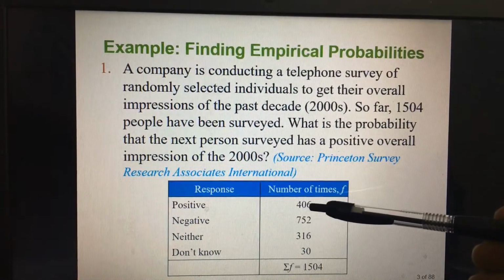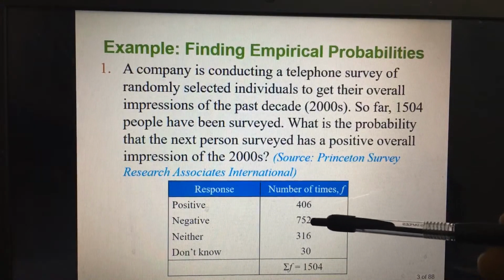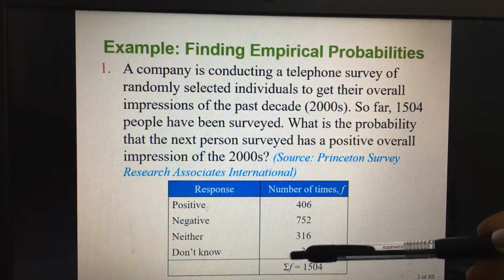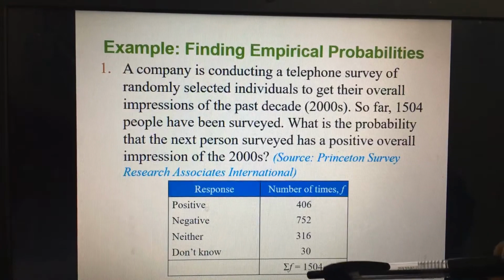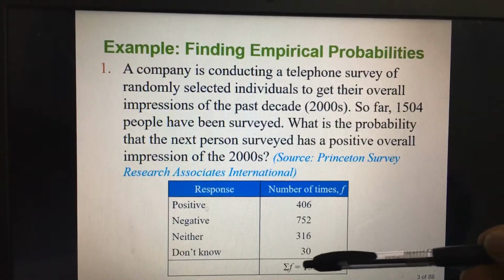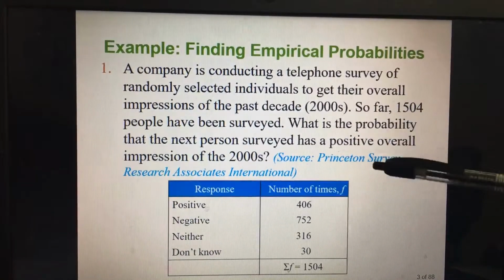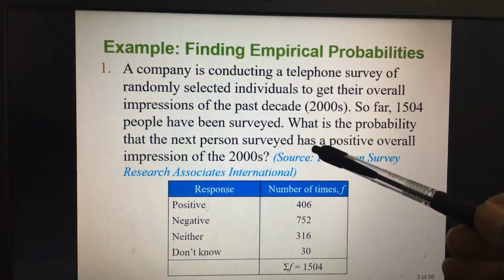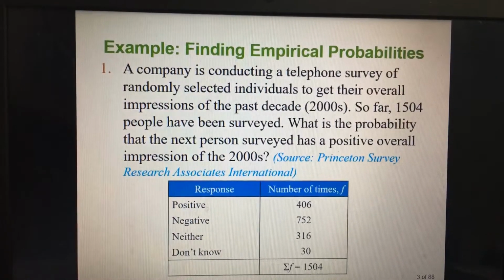Positive responses: 406 people have a positive response. For negative, we have 752 people. For neither, 318. For don't know, 30. Now, because we don't know the sample space, we have to estimate it by ourselves by adding all this. That will give us our sample space right here. See? With this, we are ready to answer the question, which is to find the probability that the next person surveyed has a positive overall impression of the 2000. Okay? So let us solve it now.